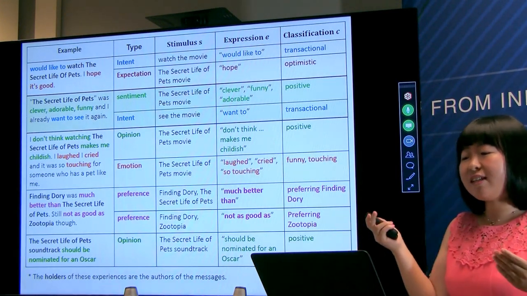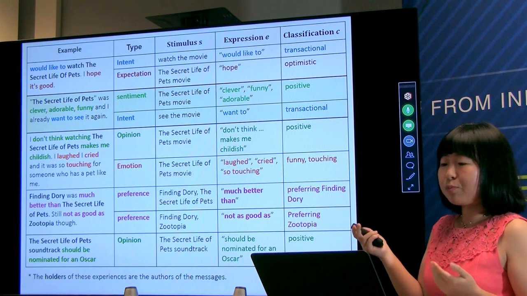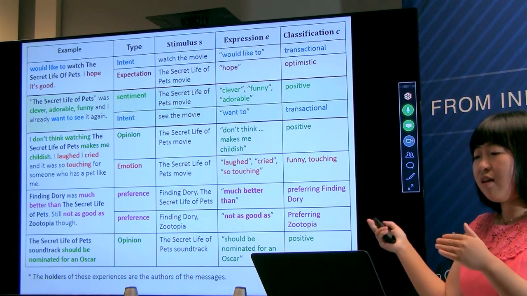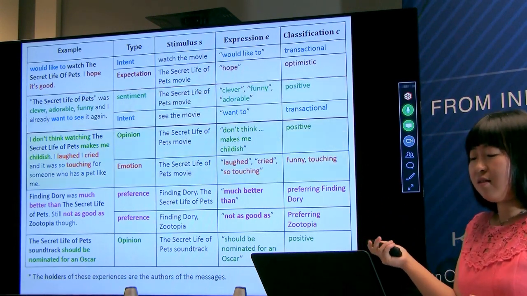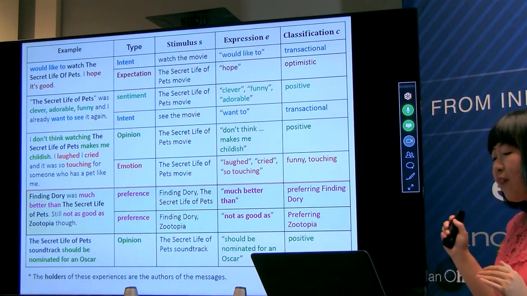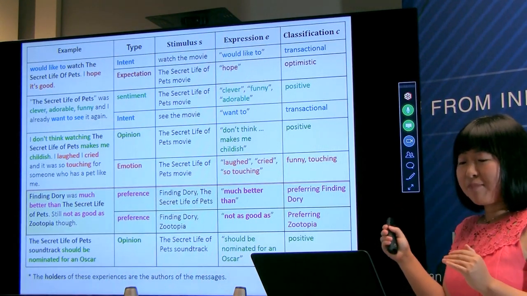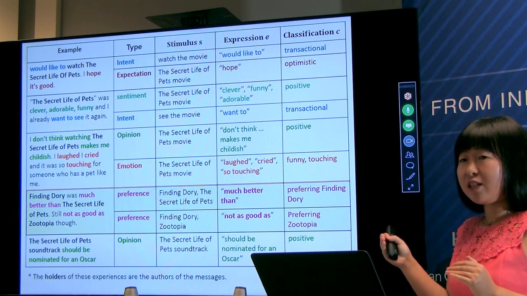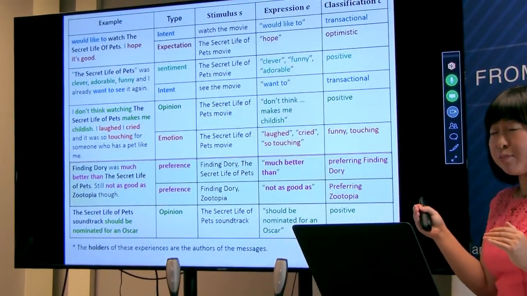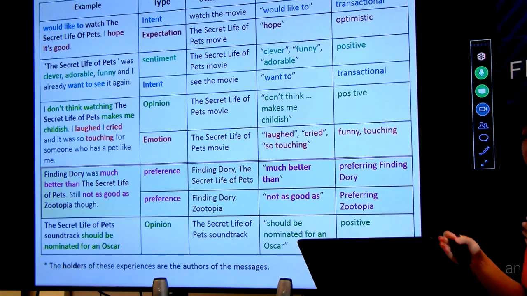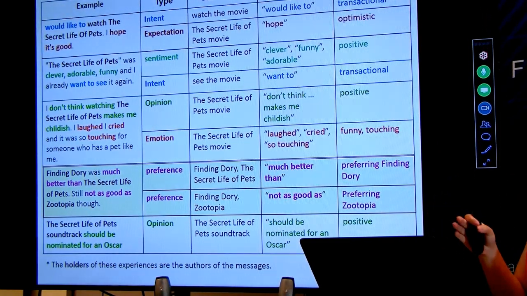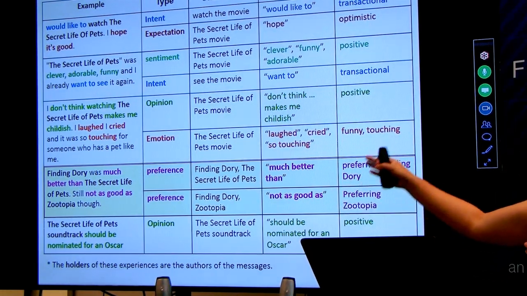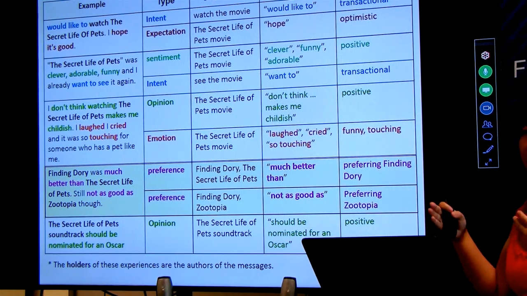Again, for the second one, for sentiment, we can extract the stimulus as the movie itself, and then the expression, and classify it as positive. Again, for preference, we can extract these four components. So let's look at this example: Finding Dory is much better than The Secret Life of Pets, still not as good as Zootopia though. Preference can be seen as a special case of sentiment. However, the target of this preference is really a set of options. So the user expresses or compares among these options and shows the preference. The stimulus will be a set of options and the expression will be some expression about the comparison.